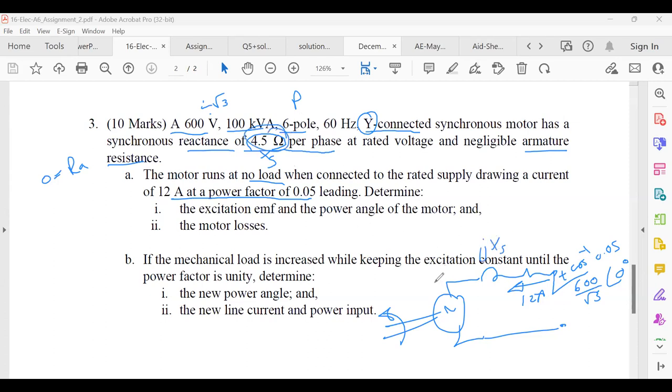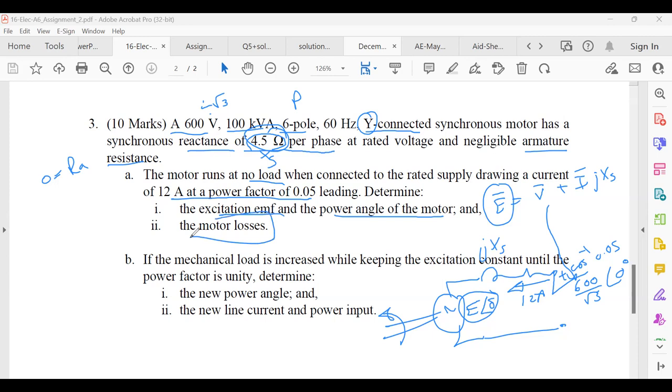They asked about the excitation EMF to get the E and the power angle delta. Of course, you can get this one, because the E phasor equals the voltage, this voltage, plus the current times JXS. You can calculate the E.